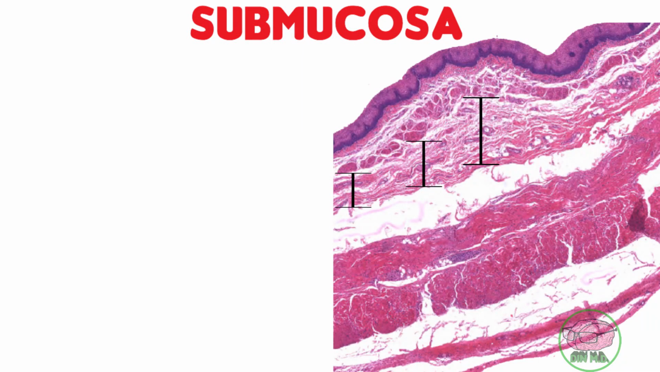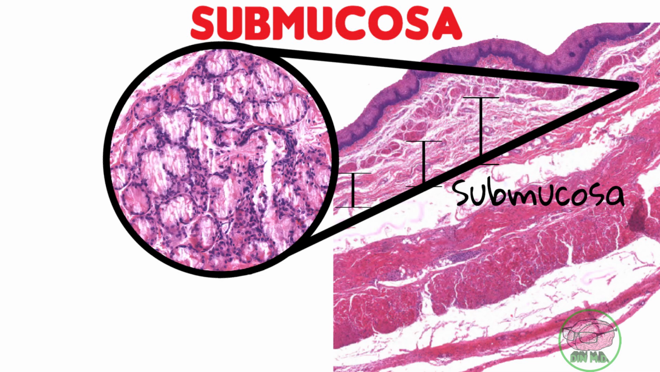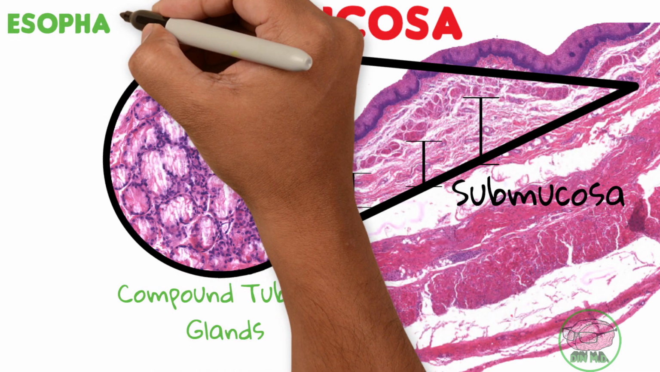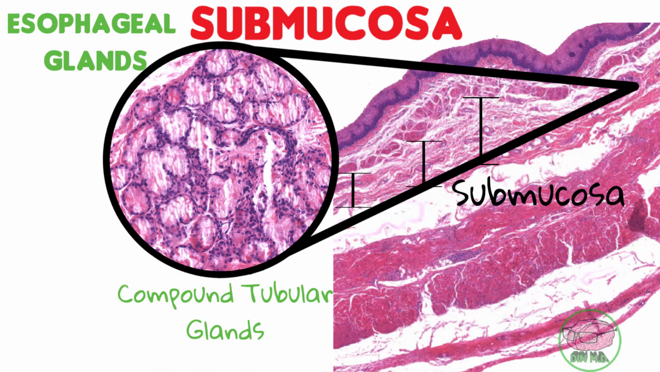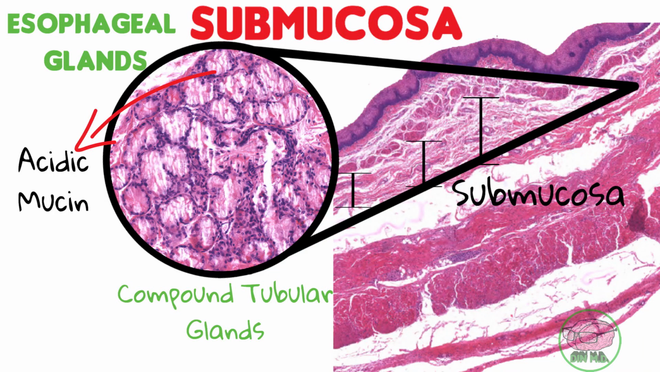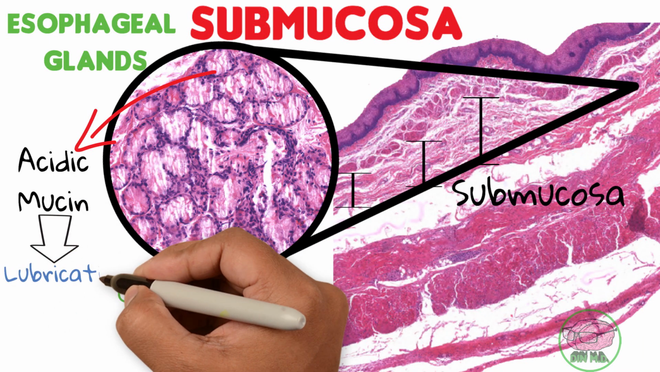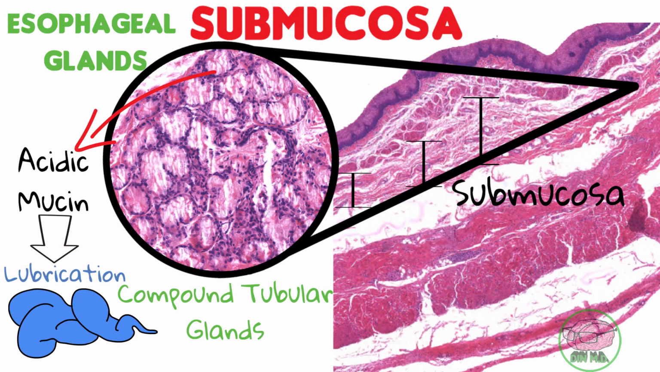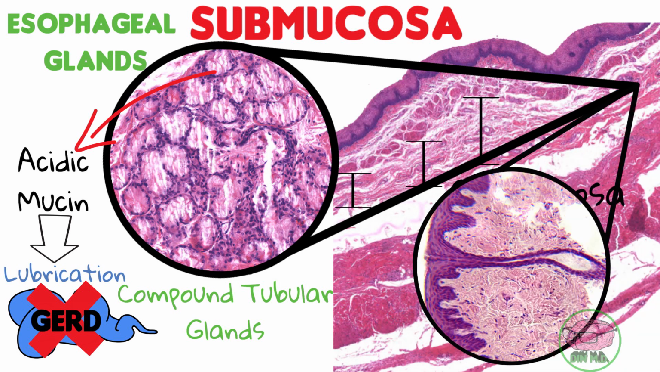Apart from the typical characteristics already discussed, the esophageal submucosa contains compound tubular glands known as esophageal glands that are located in all the length of the esophagus. They are in charge of producing acidic mucin for the creation of mucus that helps with the lubrication of the esophageal lumen, but that is not strong enough to protect against the gastric acid in gastroesophageal reflux disease. This mucus is transported to the esophageal lumen through ducts that go through the mucosa.